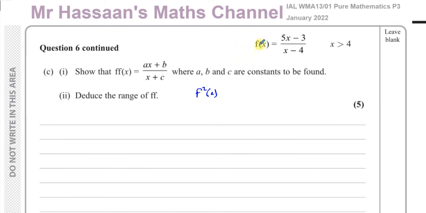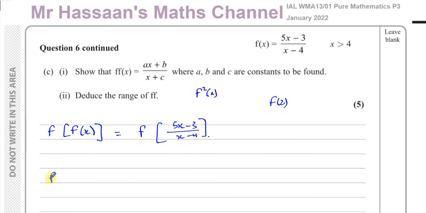When you find the composite function, you take the function and you substitute into it what comes after it. So f of x is put into the function f. That means we have to find f and substitute it inside itself. So 5x minus 3 over x minus 4 has to be substituted inside this function itself. If, for example, I was finding f of 2, I would replace the x with 2. I'm finding 5x minus 3 over x minus 4, so I have to replace the x with the whole of this expression.